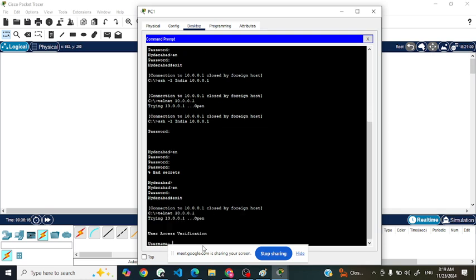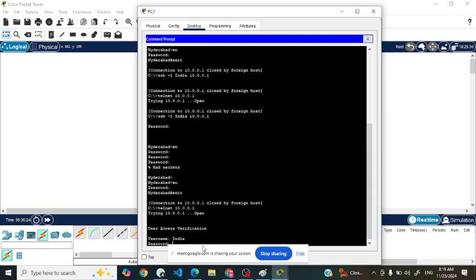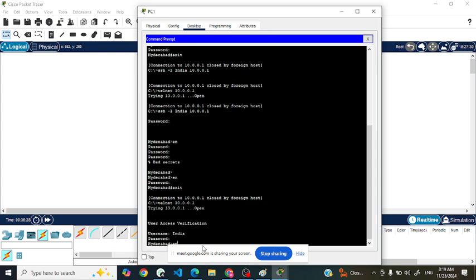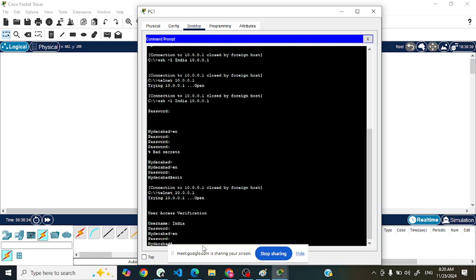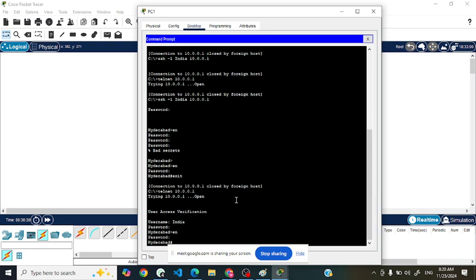Telnet 10.0.0.1. What was the username? India. Password was Delhi. What was the password? 1, 2, 3, 4. Okay. Are you seeing that we are able to take a Telnet access?